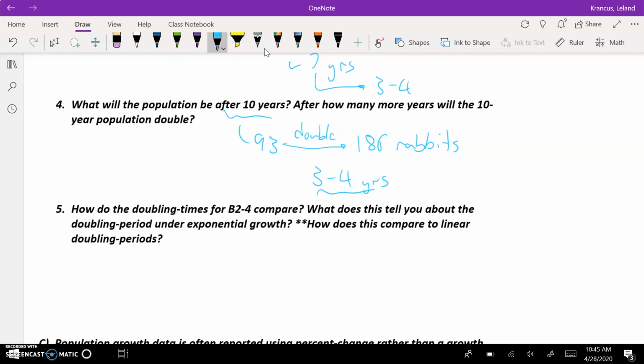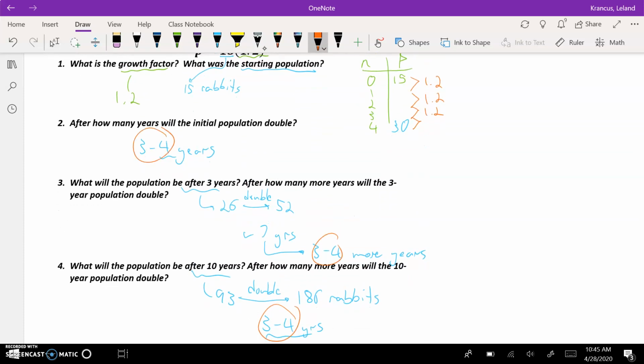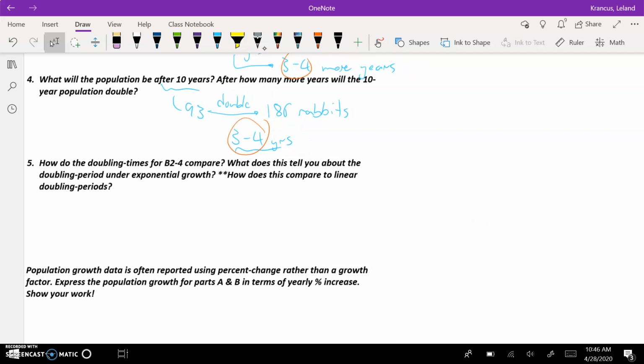Another 3 or 4 years to double, just like this one up here. That was 3 or 4 more years. So notice that counterintuitive part is that 3 or 4 years stays constant. It takes the same amount of time for the population to double no matter where you're looking at in the pattern.